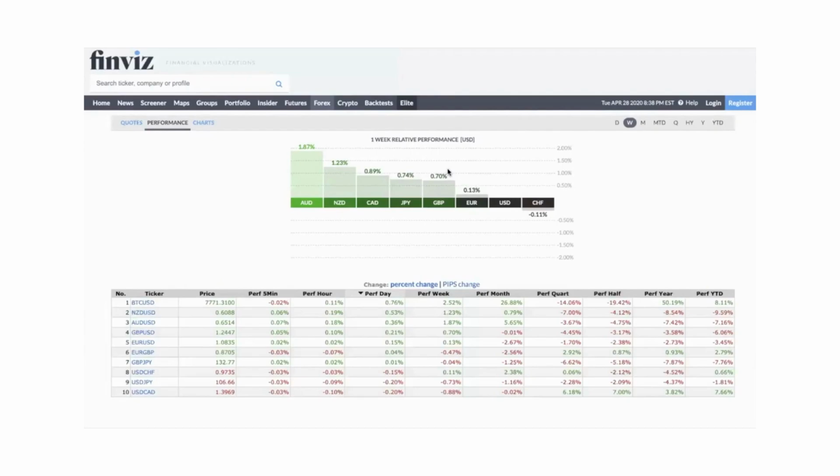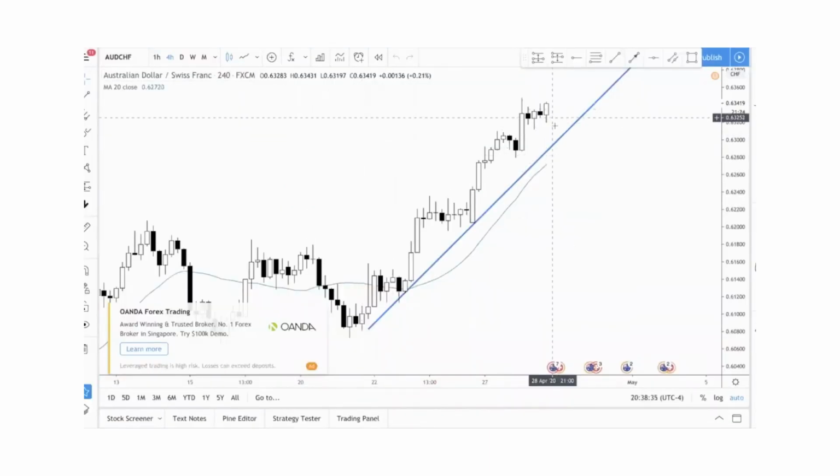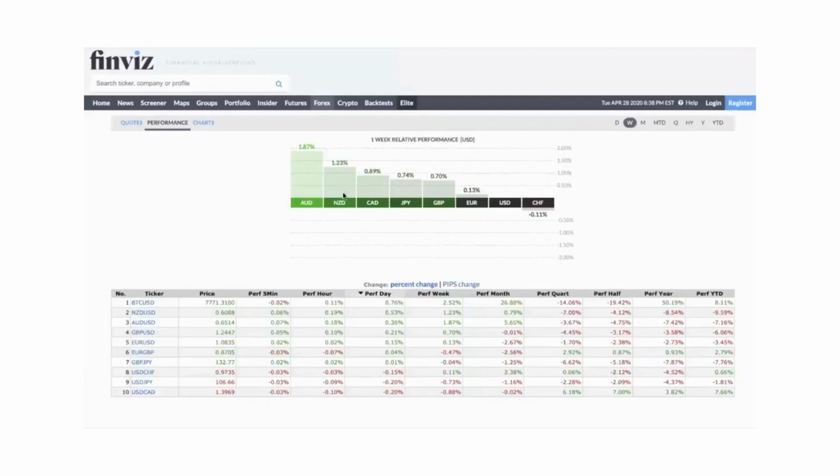It tells you which currency pair you should focus on, which currency pair you want to analyze, go deeper into, and look for opportunities in. You come over to, for example, a trading platform like TradingView, type in Aussie franc and look for opportunities. So this is what you want to do. You want to combine, for example, Aussie and franc. You want to combine Kiwi and dollar.